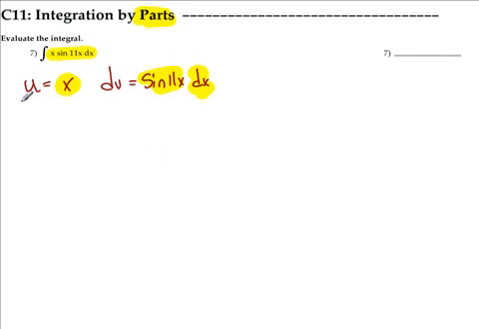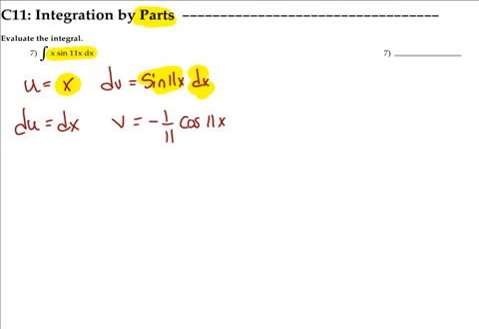From there, I know u, I need to know du. So I'm going to take the derivative of both sides. The derivative of x is just 1 dx. I also know dv, I need to know v, so I need to take the antiderivative of both sides. The antiderivative of sine 11x would be negative 1/11th cosine 11x.